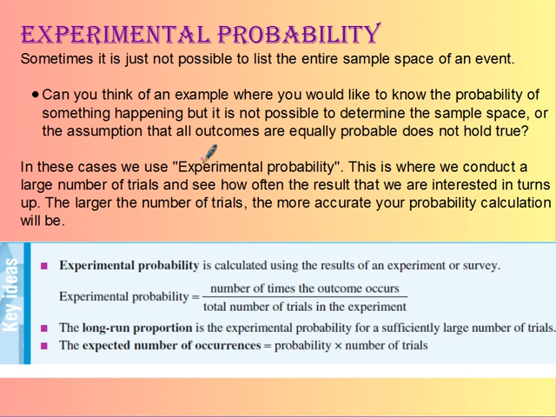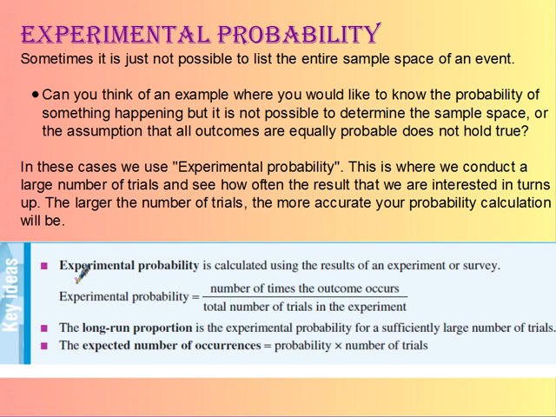What we do in examples like this, and other examples which we'll get to later, is we use something called experimental probability. Experimental probability is called that because we conduct a large number of trials or experiments to work out the probability of a particular event. So we see how often the result that we're interested in turns up in all the large number of trials, and that gives us a probability calculation. The more trials we do, obviously, the more accurate our probability calculation is going to be.